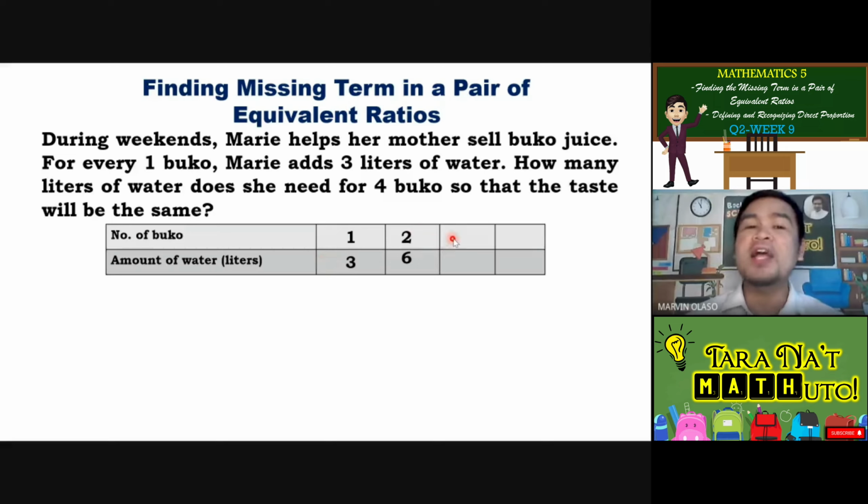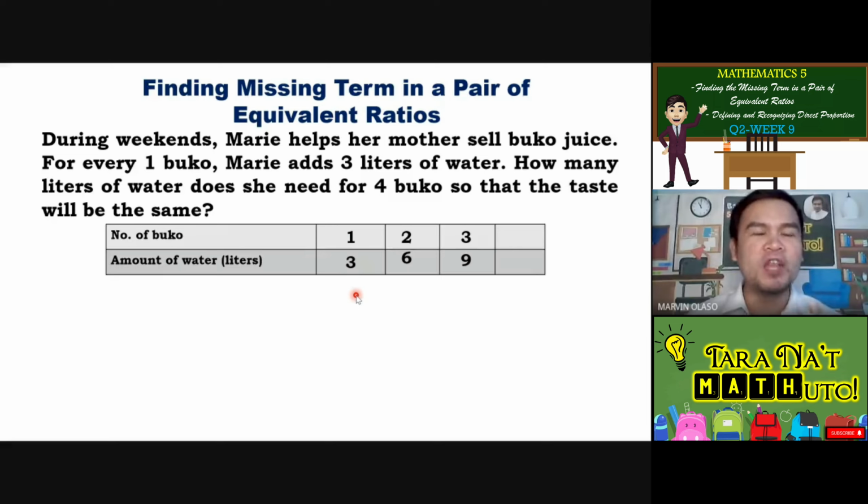Okay, what if there are 3 buko? Ayan. So 3 buko na. So we multiply also, no? So 1 times 3, kaya nakuha natin yung 3. So let's multiply also. 3 times 3, we have 9.